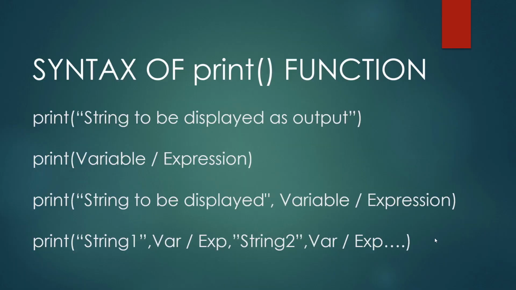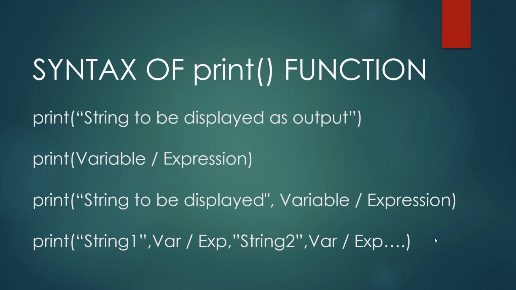The function input helps us to enter the data by the user at runtime. Then the function print is used to display the result of the program after the execution. Let us work with the print function first. Here we can see 4 different ways to work with the print function.